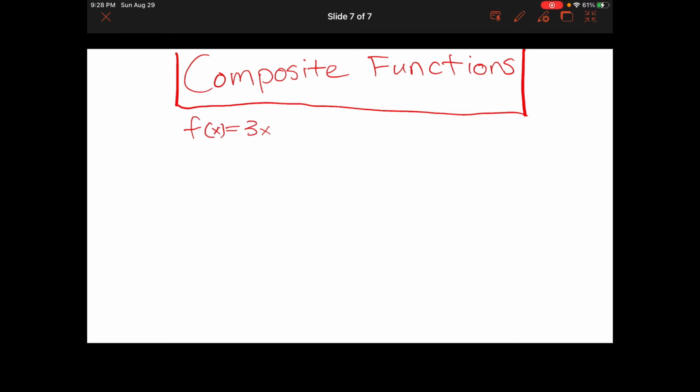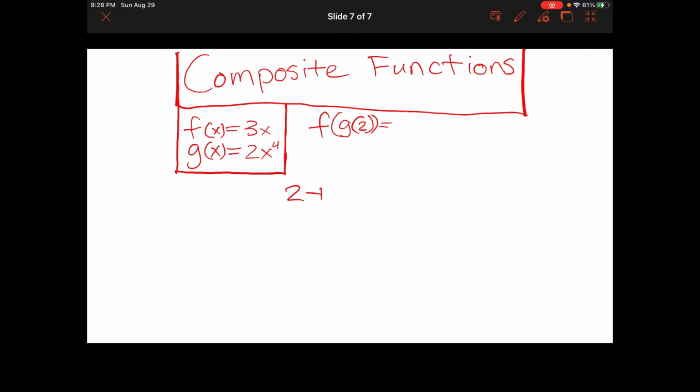Alright, so let's say you're given the function f of x equals 3x, and you're given the function g of x equals 2x raised to the fourth power, and you're asked to evaluate f of g of 2. And you're confused by this. Well, fear not, because I'm about to explain to you what's going on.